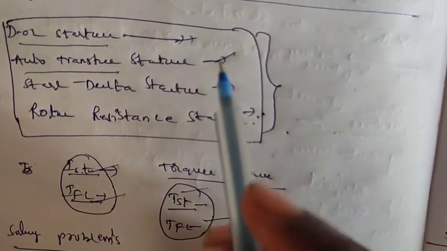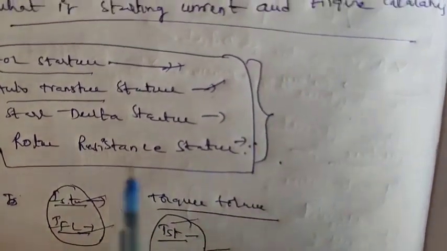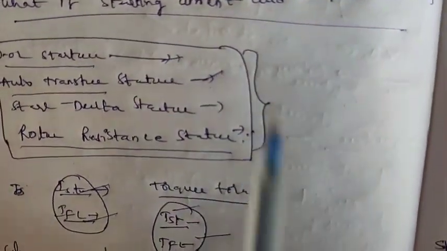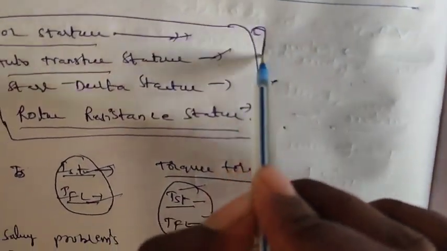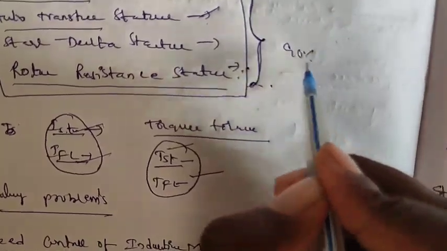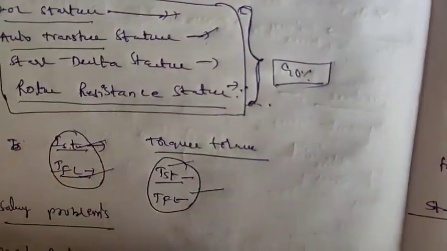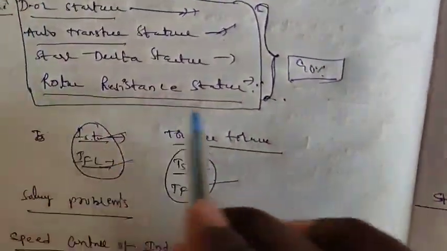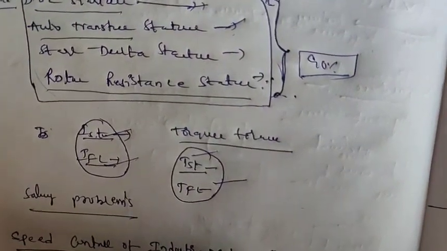the star delta starter. Next, the rotor resistance starter. These four starters are very important, and some 90% of this unit asks numerical problems about the starters.